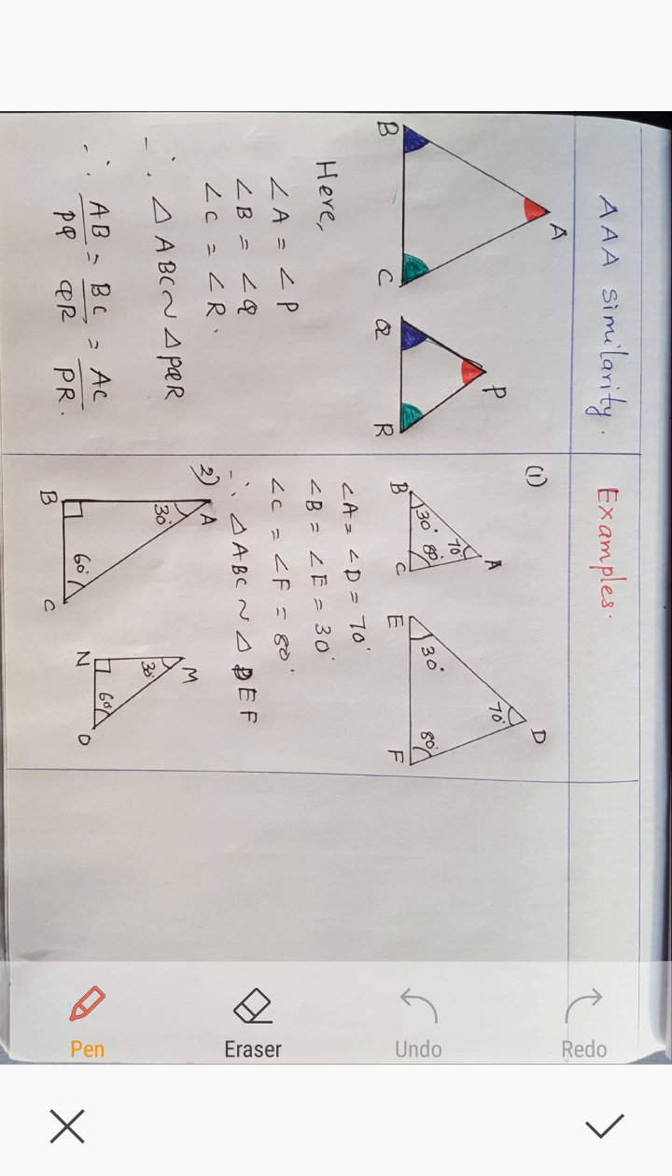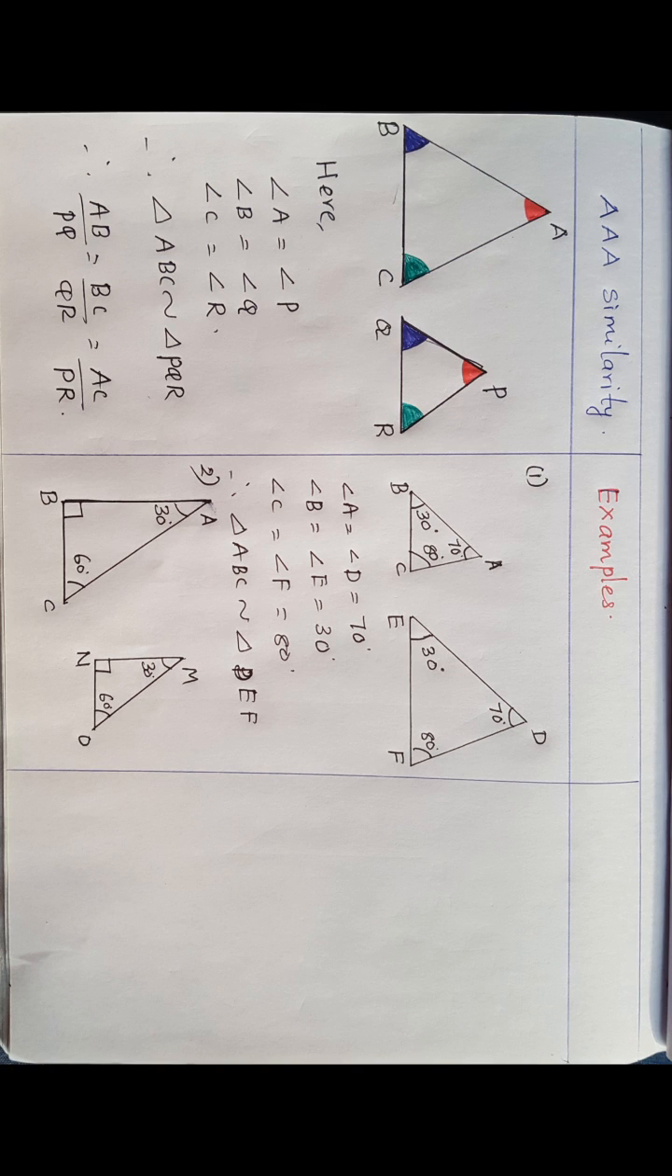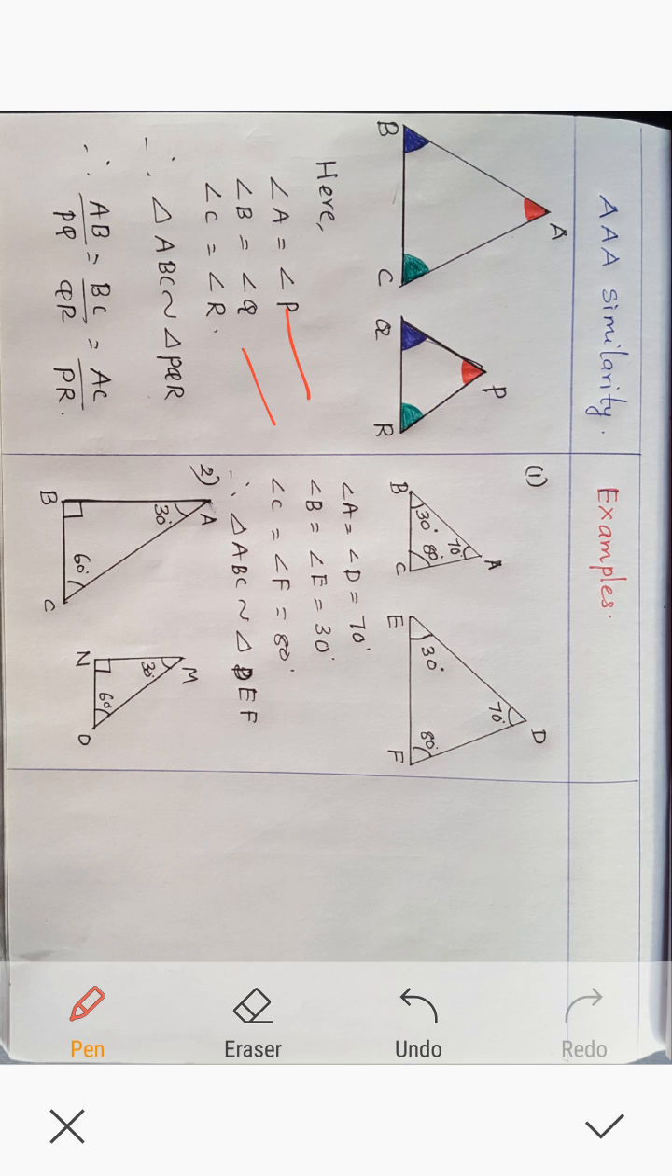In this figure, let us see, angle A is equal to angle P, angle B equal to angle Q and angle C equal to angle R. Equal angles are given the same color in the figure. See, angle A equal to angle P, angle B equal to angle Q and angle C equal to angle R. Then we can say the triangles are similar. This is the symbol for similarity, this curved line, and we use a different symbol for congruence. That is the symbol of similar. So we can say triangle ABC is similar to triangle PQR.